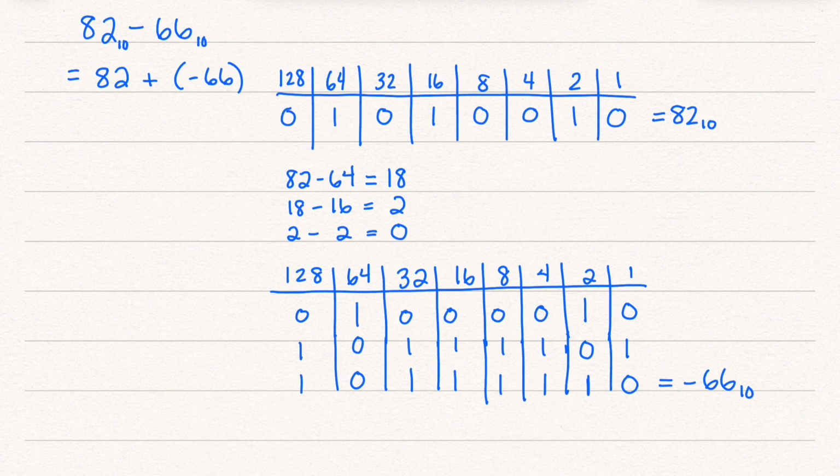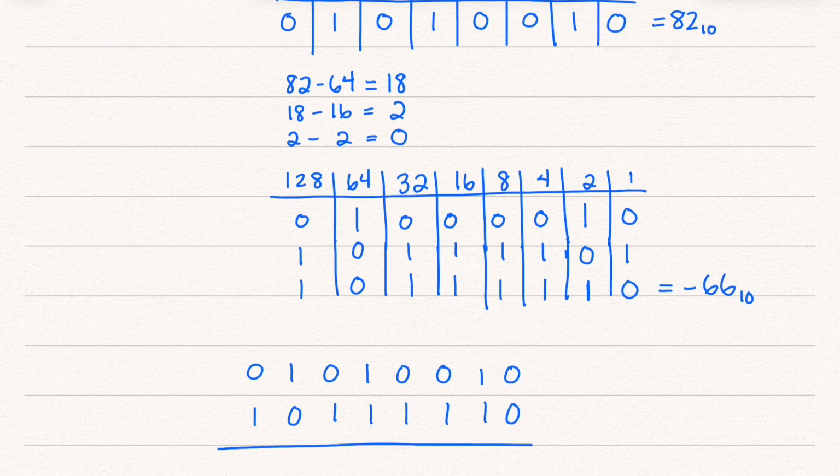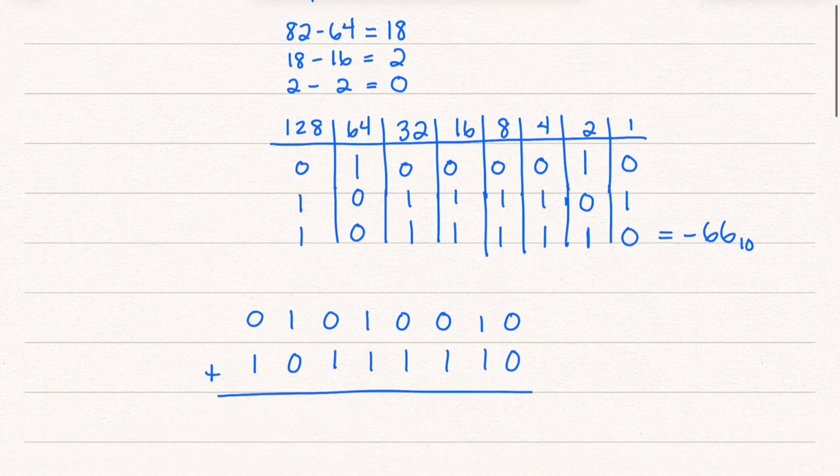So now that I've written them both into 2's complement form, I can do my addition. So I have 0, 1, 0, 1, 0, 0, 1, 0. You'll notice I'm giving myself lots of room to do my addition. And then I have my negative 66. And I'm going to do an addition.